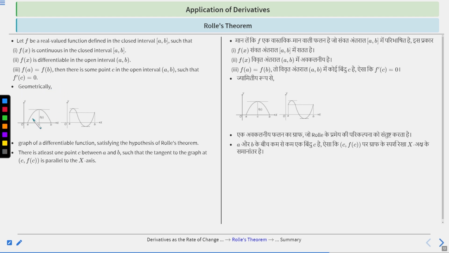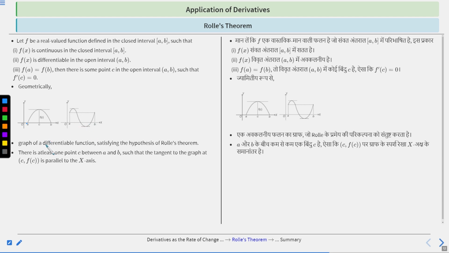Geometrically, it represents this. f(a) is equal to f(b), right? And the function f(x) is differentiable in the open interval a to b. Clear? Here f(a) is equal to f(b). The function is differentiable in a to b and continuous in a to b. Clear? So there must exist at least one point where f dash c is equal to 0. Clear? Here f dash c is 0.